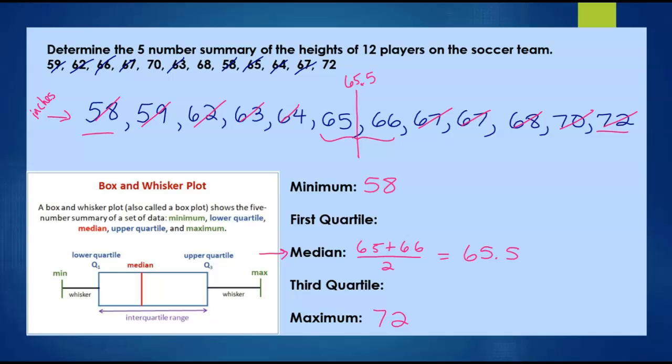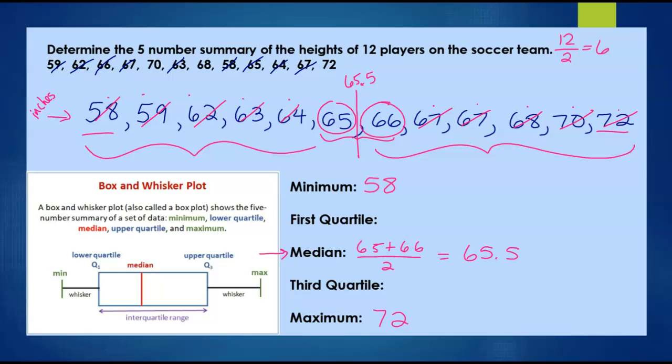Now, if we have a ton of data, I like to count them up. And we have 1, 2, 3, 4, 5, 6, 7, 8, 9, 10, 11, 12. We have 12. And 12 divided by 2 would give us the middle number, which is 6. Well, that means I have 6 data points on the left and 6 data points on the right. So I needed to find my 6th number. 1, 2, 3, 4, 5, 6. So I could have found the median that way as well.